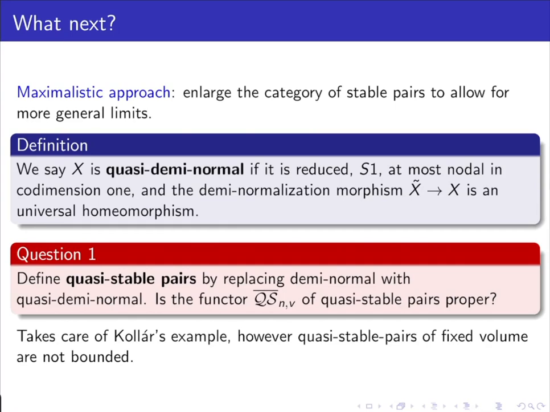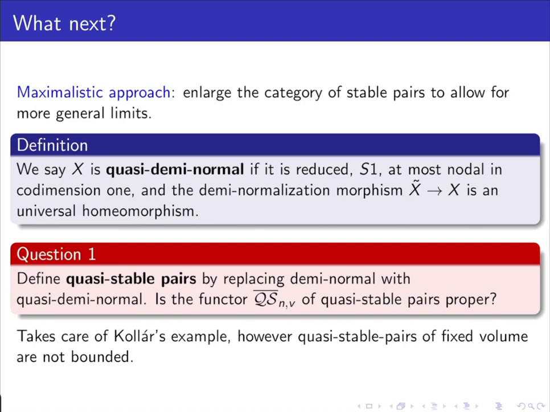However, you can show that, first of all, this takes care of Kollár's example, because this definition is exactly tailored to that. You can also show that if you assume semi-stable reduction, so that you can always get a semi-stable family, then if you take the relative canonical model, you will get a family of quasi-stable pairs. So if you're willing to believe semi-stable reduction, this takes care of the problem of the lack of properness.